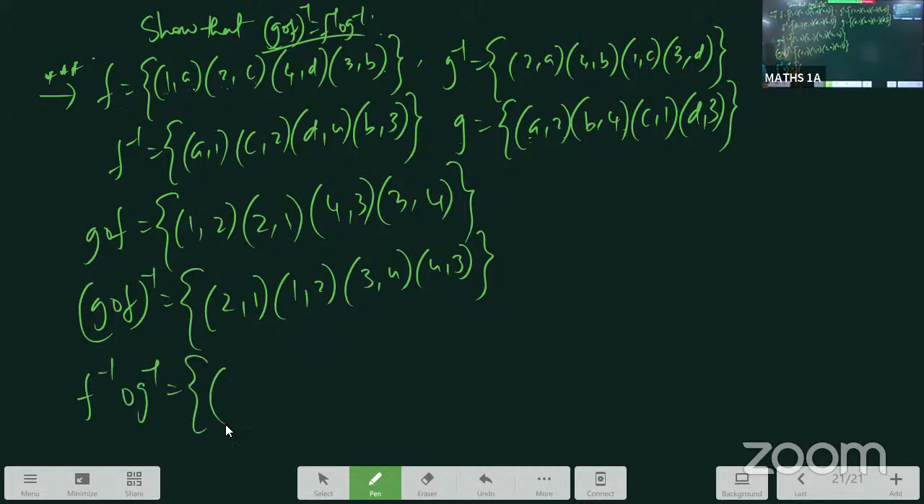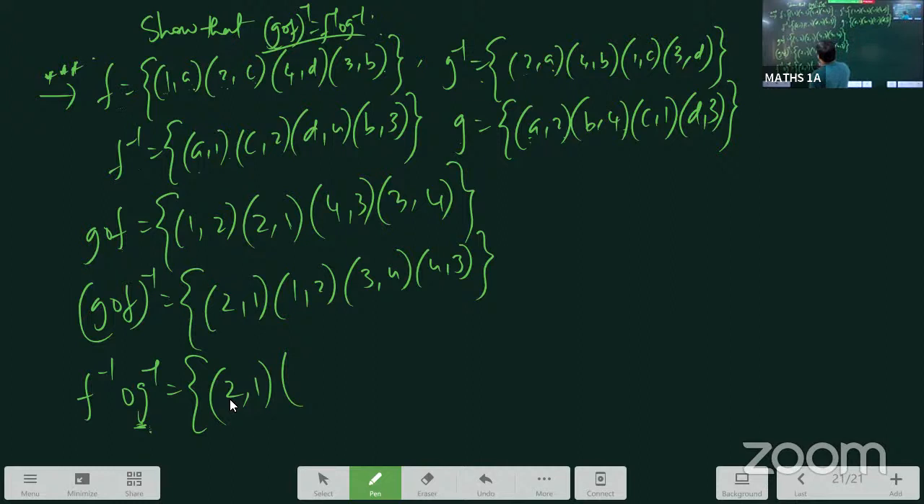Let us write the ordered pairs of F inverse circle G inverse. Now, in F inverse circle G inverse, what is the second function? G inverse. So always G inverse is the domain of the composite function. Already I said in the theorem also. G inverse is 2, so 2 is mapped to A, and A is mapped to 1. So (2, 1). After G inverse, you are going to check in F inverse because it is F inverse circle G inverse. The G inverse, the second function's domain, is the domain of F inverse circle G inverse, right?